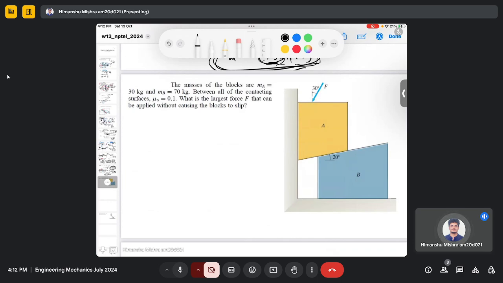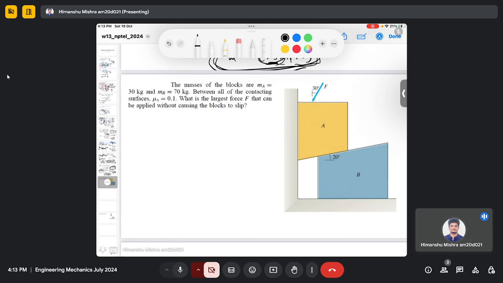So here we have given the masses of the blocks, which are MA 30 kg and MB 70 kg. Between all of the contacting surfaces, we have the coefficient of friction 0.1. What is the largest force F that can be applied without causing the blocks to slip? We actually solved this kind of problem in the previous tutorials when we were discussing friction problems. We solved a very similar problem.